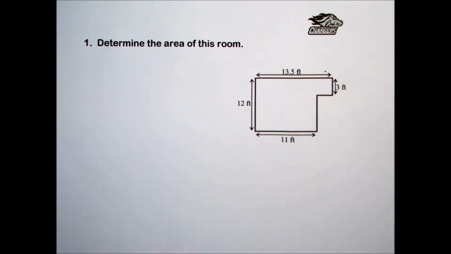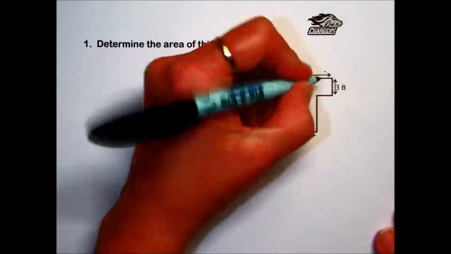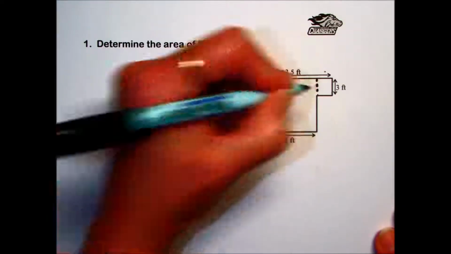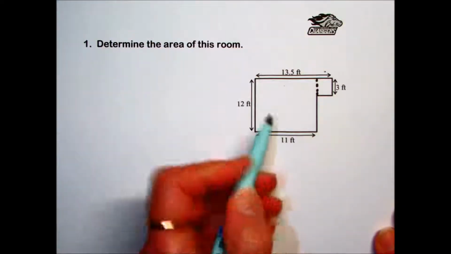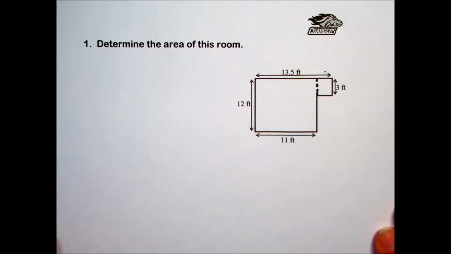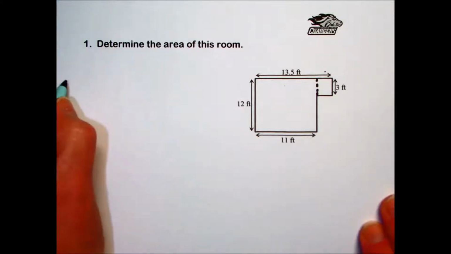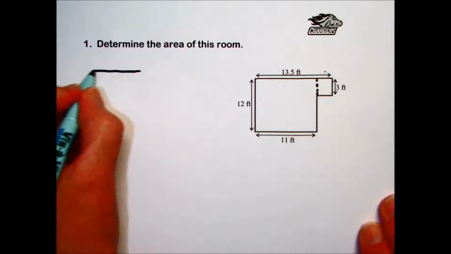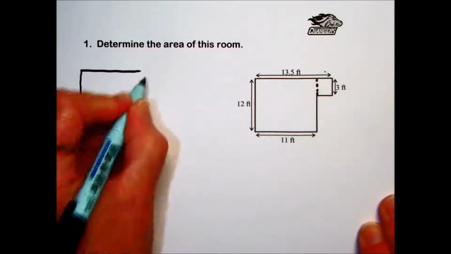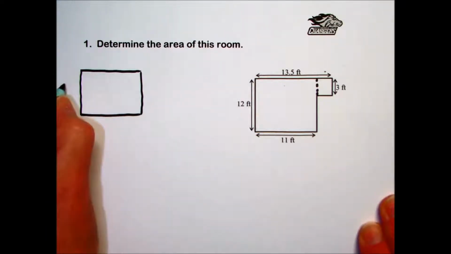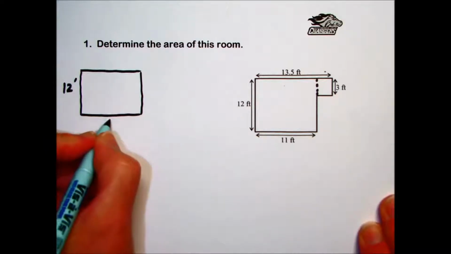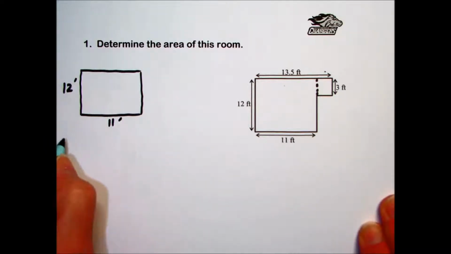Then compute the area of each basic shape, followed by adding the individual areas together to determine the area of the original complex shape. An obvious break in this complex figure would be here, cutting this into 2 rectangular regions. The larger rectangle area would be found by taking the length times the width.